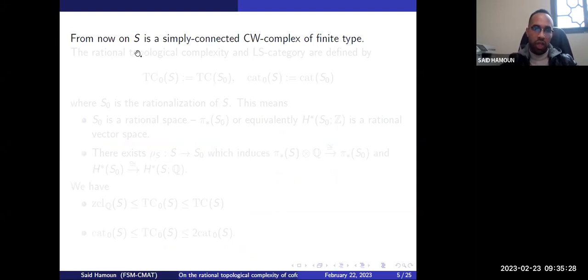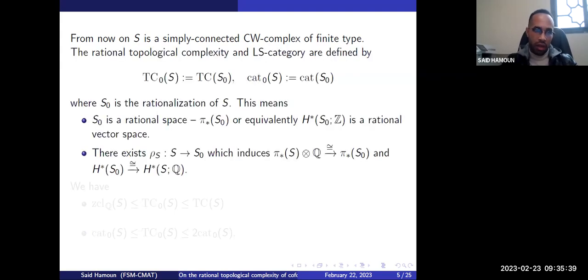In the sequel, all topological spaces are supposed to be simply connected CW complexes of finite type. And I recall that the rational topological complexity of a topological space S and the rational LS category of S are defined by: TC0 of S is the usual topological complexity of S0, and the rational LS category of S is the usual LS category of S0, where S0 here is the rationalization of S.